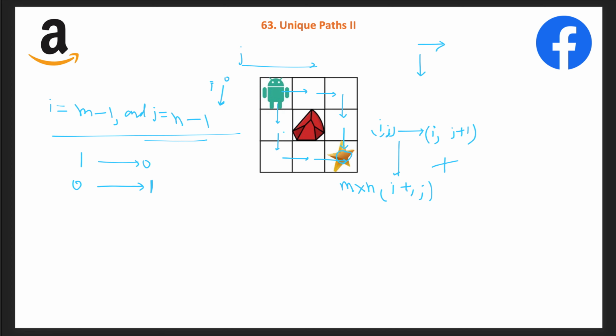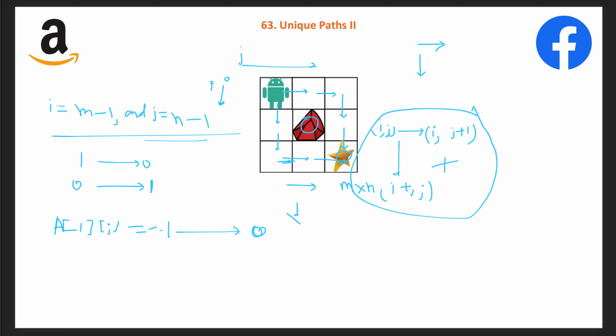Another base case: at any point i comma j, if we encounter a stone, that is, if the grid value a of i comma j is 1, then we also return 0, because there is no more path from this cell. Otherwise, we call these two methods and sum them up. But there is another base scenario: if the robot has reached the last row, then it can only go to the next column. No step can be taken downward.